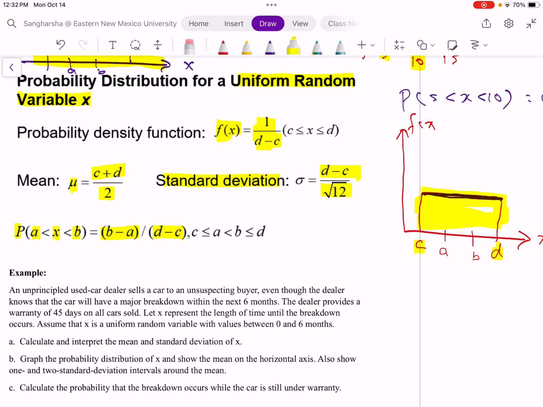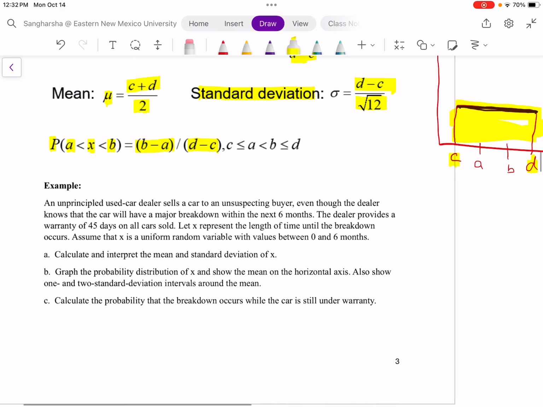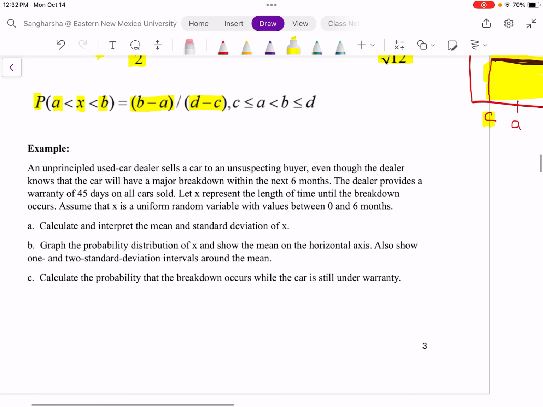Okay, now let's take an example. So we have this example. On your handout you don't have enough space, so you can use the last page. I have a blank left, and we have 3 different problems. So if you need more space for this example, you can use the last page.